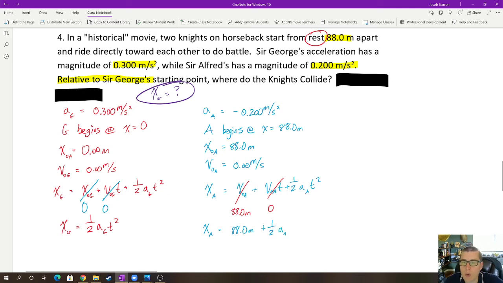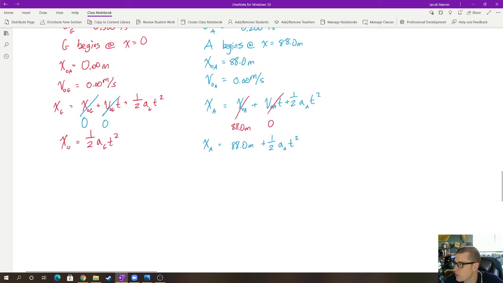Now, it's at this point that it's really important that you recognize that they are going to hit at the same time. So here's some things that you need to consider. Thing number 1, t is going to be equal to time of Alfred. It's going to be equal to time of George because they're going to collide at the same time. That's going to be really important.